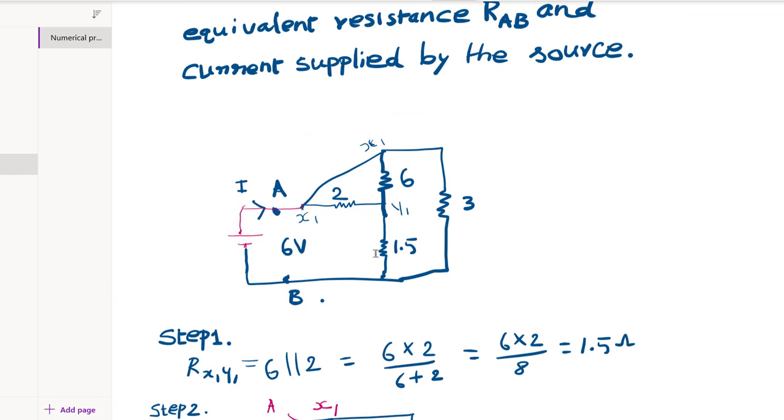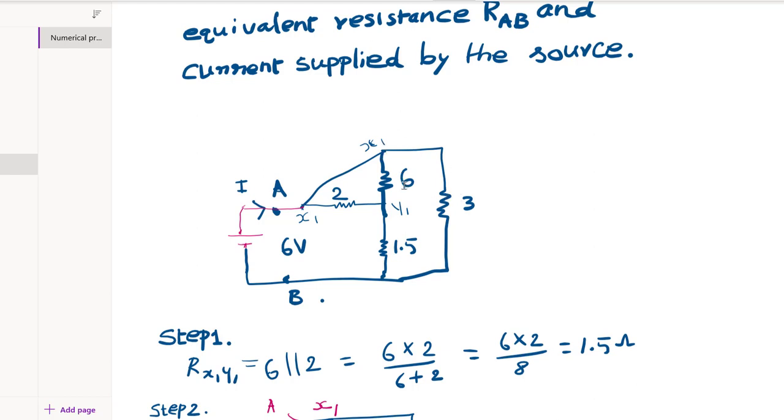So if you look at this diagram, here is a 6 volts supply and it has the terminals A and B like this, and it supplies a current of I amperes to the circuit. Here 2 ohms is connected like this. Then there is a short wire connecting the end of 6 ohms and the beginning of the 2 ohms. Let me label these terminals of the short wire with X1 and X1 like this.